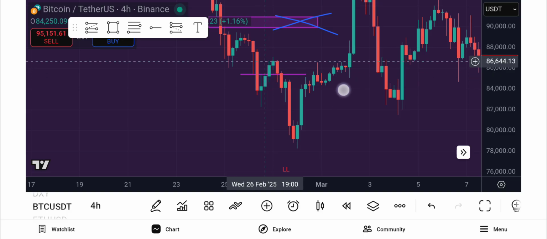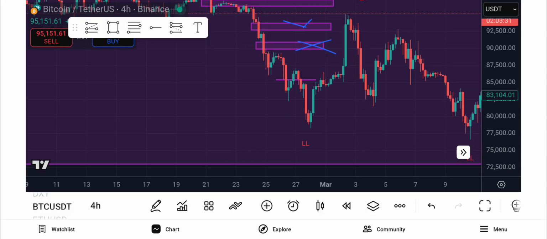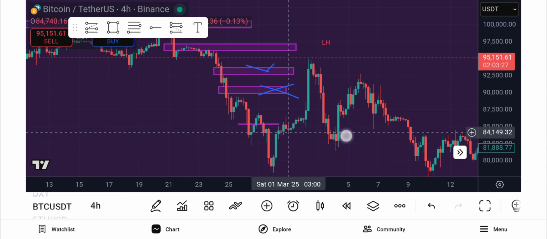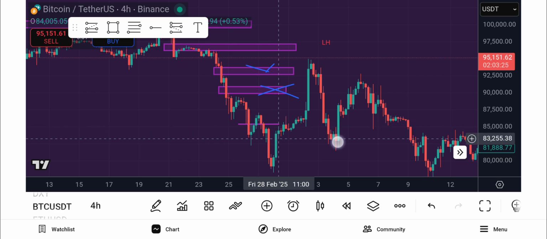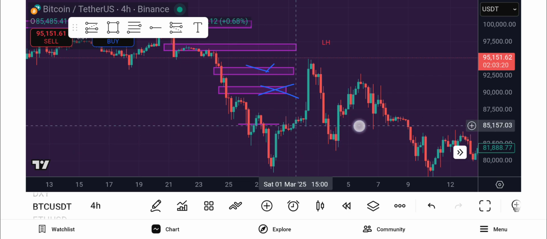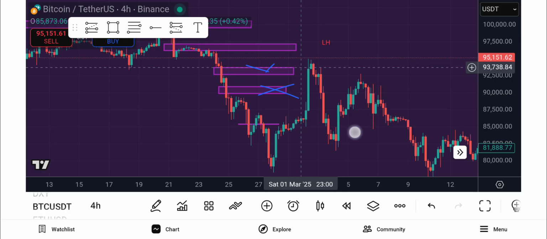So this would be invalidated. I wouldn't even use it. So that would be another one you wouldn't use. You would just wait. This one too is a fair value gap, but again, price went past it, so you wouldn't use it. And what did it do? Price went back up here.